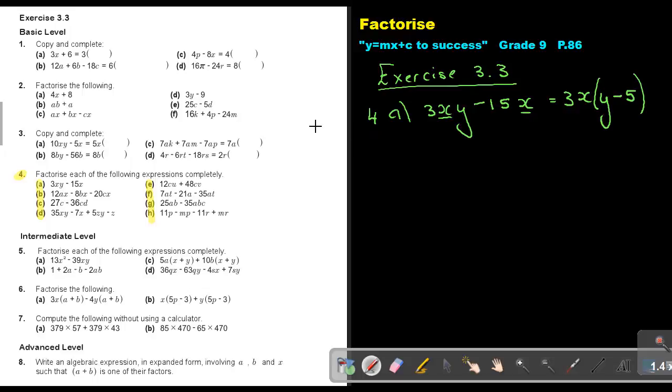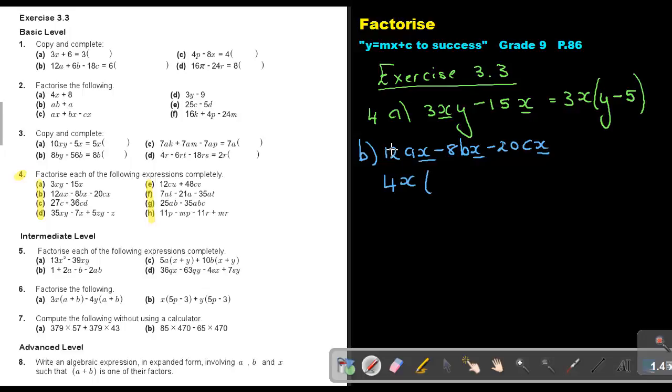If I look at number B, let's just use another color. So it's 12ax minus 8bx minus 20cx. Now again, this is 3 terms, so it's not grouping, it's just a common factor. So what will be the biggest number that I can take out? 4. Is there an a in both? No. Is there an x in both? Yes. Is there b? No. C? No. So it will just be 4x.